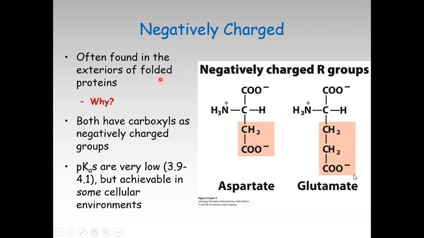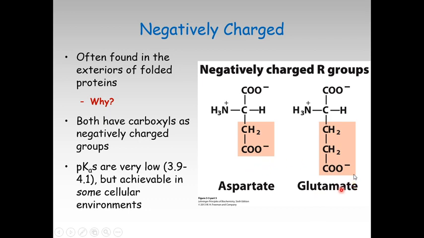Again, found on the exterior of folded proteins, sometimes on the interior as well. Both have carboxylates. So aspartate has a carboxylate attached to the beta carbon, glutamate on the gamma carbon, right? The pKa's are very low, but very close. Aspartate has a pKa of 3.9, and glutamate has a pKa of 4.1. And mind you, all of these are pKa's of the side chains.